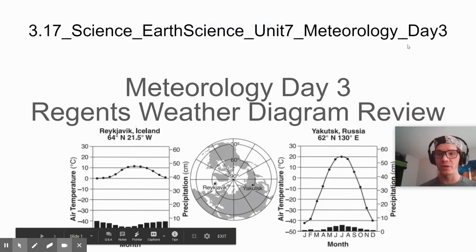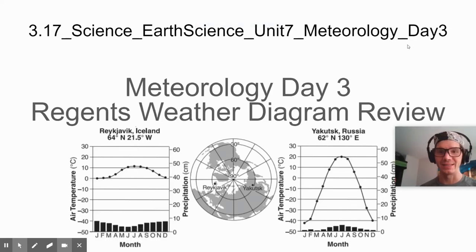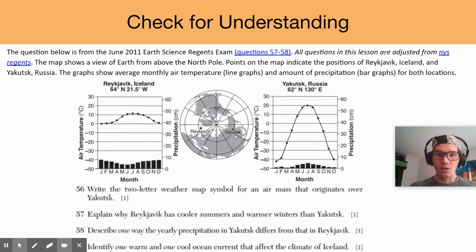Hello everybody, it's day 3 of Unit 7 on meteorology, and today I'm going to be covering a couple of Regents questions associated with this diagram that's giving us the temperature and precipitation in 2 cities in the Northern Hemisphere. So let's take a look.